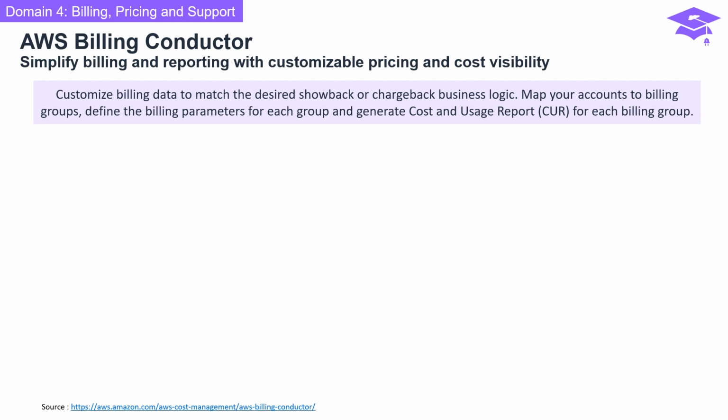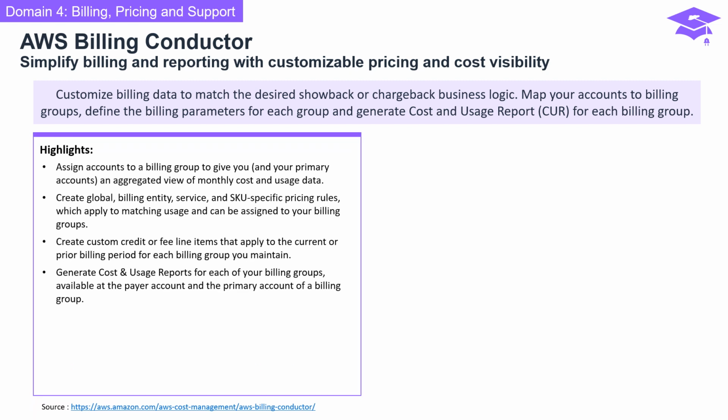Let's highlight some key features of AWS Billing Conductor. Billing Group Assignment: assign accounts to a billing group, providing an aggregated view of monthly cost and usage data for you and your primary accounts. Custom Pricing Rules: create global, billing entity, service, and SKU-specific pricing rules. These rules apply to matching usage and can be assigned to your billing groups.